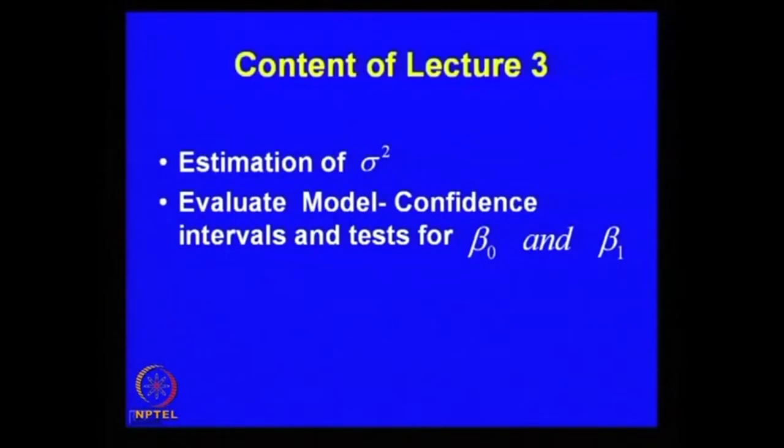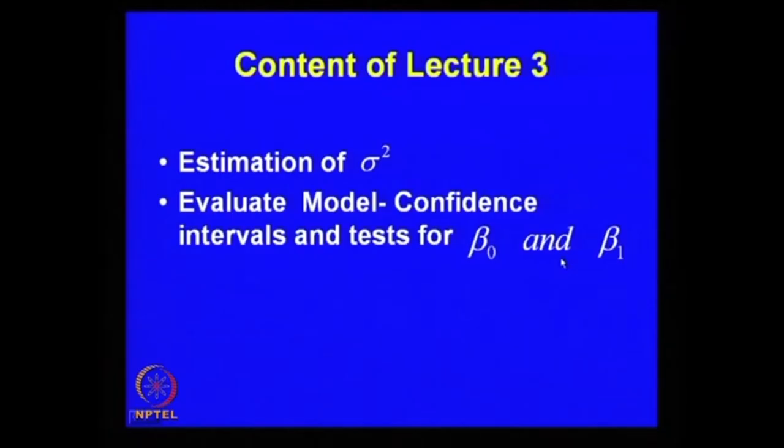So what we need to do is estimate the population variance sigma square. Here is the content of today's lecture. We are going to estimate the population variance sigma square, so we will give an unbiased estimator of sigma square, and next we evaluate the performance of a fitted model. So we will talk about the confidence intervals and tests for the regression coefficients beta naught and beta 1.